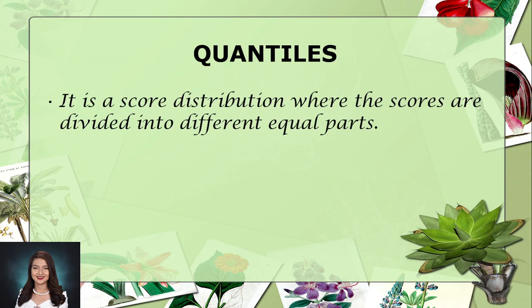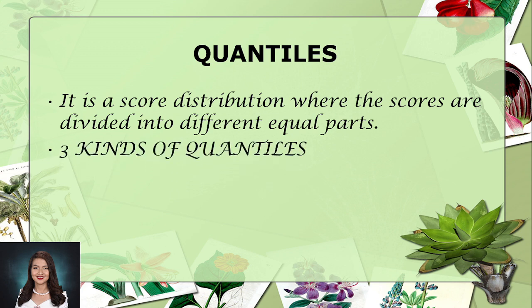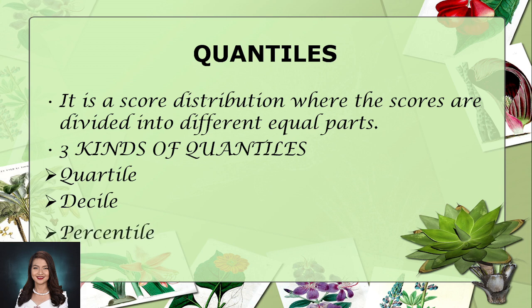When we talk about quantiles, this is a score distribution where the scores are divided into different equal parts. There are three kinds of quantiles. First is the quartile, next is the decile, and lastly is the percentile.